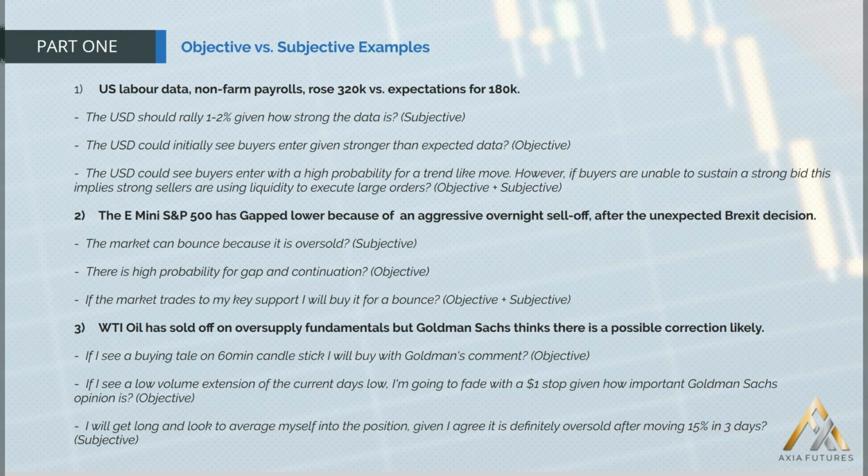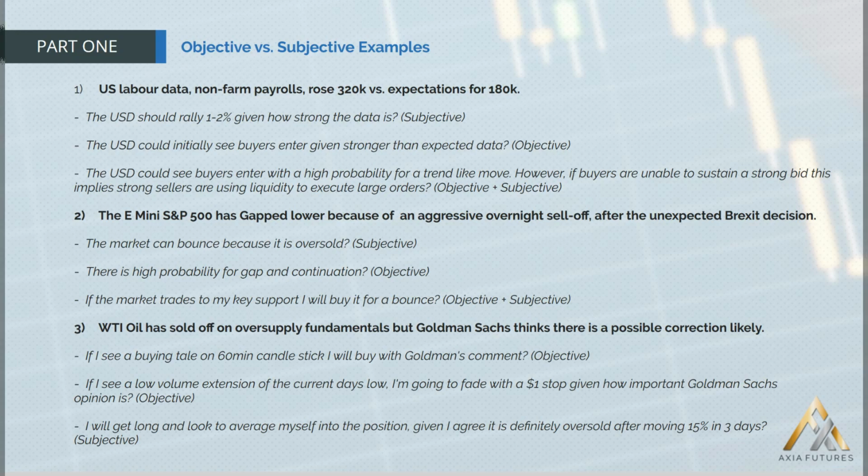So, first and foremost, is this objective or subjective? The US dollar should rally 1 to 2% given how strong the data is. Yes, it's subjective. Why? We don't know how far the US dollar should rally. Nobody knows. It could go up, it could go down. To say that it should go 1 to 2% given how strong the data is, is very subjective. It's very opinionated.